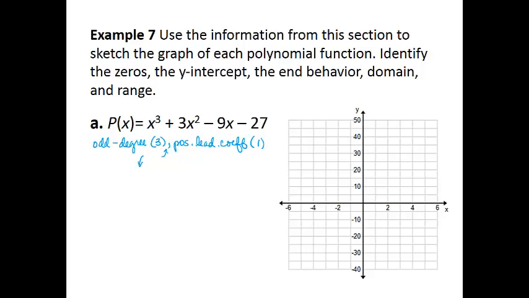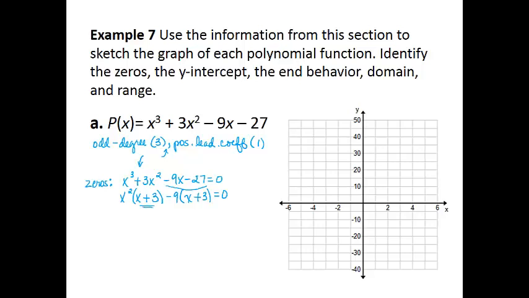Now we want to find the zeros. To find the zeros, we set the function equal to 0. That's x cubed plus 3x squared minus 9x minus 27 equals 0. So we have 4 terms which we will use grouping to factor. The first 2 have an x squared in common, so that leaves x plus 3. The last 2 terms have a negative 9 in common, and dividing that out leaves x plus 3. And that's equal to 0.